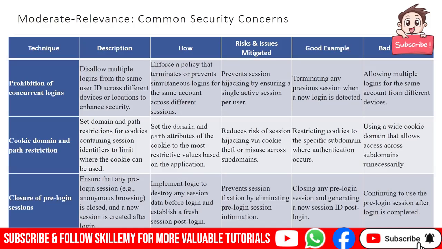Next, we have cookie domain and path restrictions for session identifiers. Cookies containing session IDs should be scoped to the minimal domain and path necessary for the application to function. This means that the session cookie should only be sent when necessary, such as within a particular subdomain or directory of the website. By setting the domain and path attributes correctly, we reduce the exposure of session cookies, limiting their use to the intended area of the site.